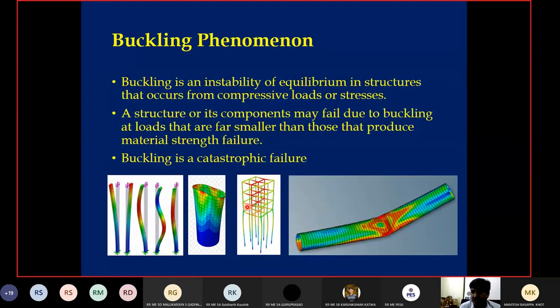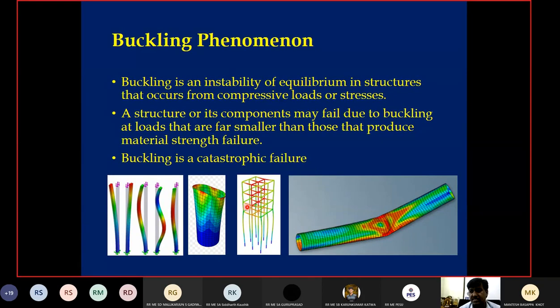So as you all know, you've been into mechanical engineering progressively over a period of time. You'll be getting to various subjects wherein you will see such type of buckling happening everywhere. See, buckling, as I said, is an instability of equilibrium in a structure. So you should always understand, whenever you see the instability of equilibrium in any structure, be it any form, you call that system buckled. That occurs for compression load or stress in this case. A structure or its component may fail due to buckling at loads that are far smaller than those producing material strength failures. So we look into it.